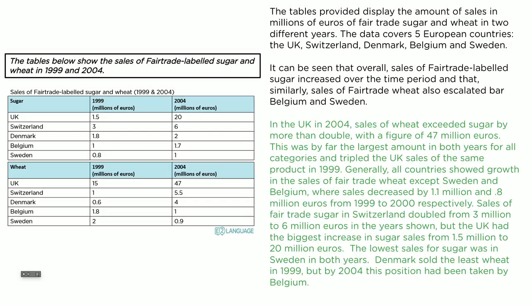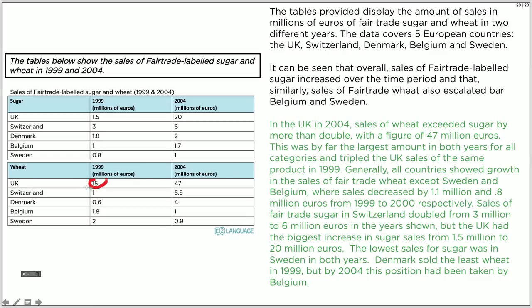So I said, in the UK in 2004, sales of wheat exceeded sugar by more than double, with a figure of 47 million euros. This was by far the largest amount in both years for all categories and tripled the UK sales of the same product in 1999. So I've used some interesting language here, by the way. I haven't just picked out statistics.